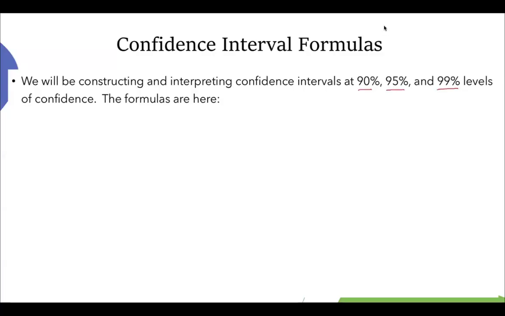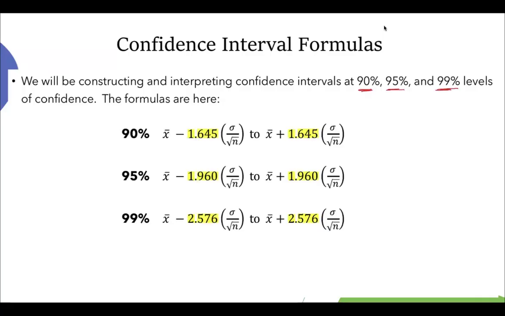The confidence interval formulas are all the same. The only thing that changes between the different levels are the z-scores that we use. So here are the formulas with the differing z-scores. For a 90% confidence interval, we use the z-score negative 1.645 and positive 1.645. For a 95% level of confidence, negative 1.960 and positive 1.960. And for a 99% confidence interval, negative 2.576 and positive 2.576.